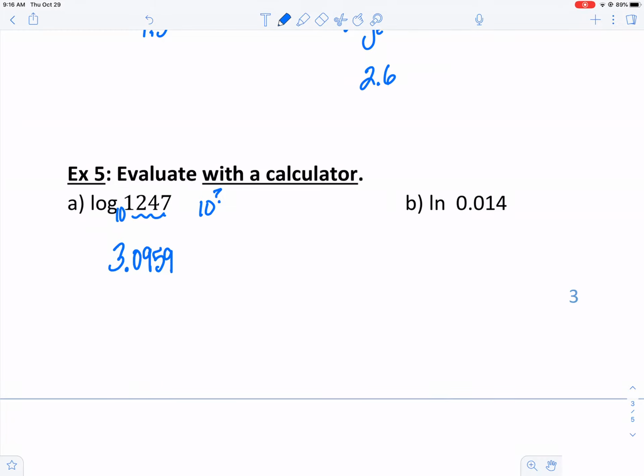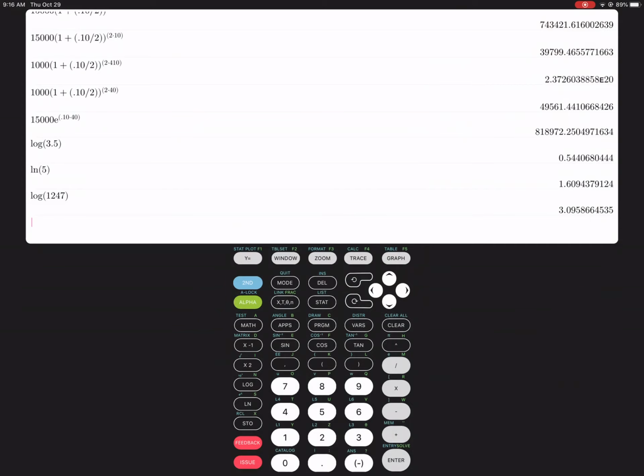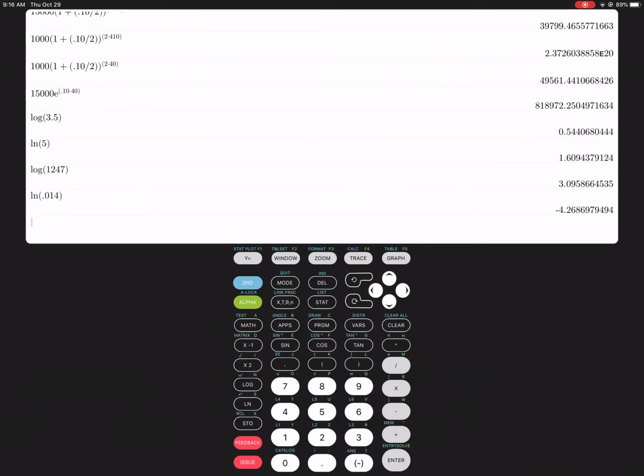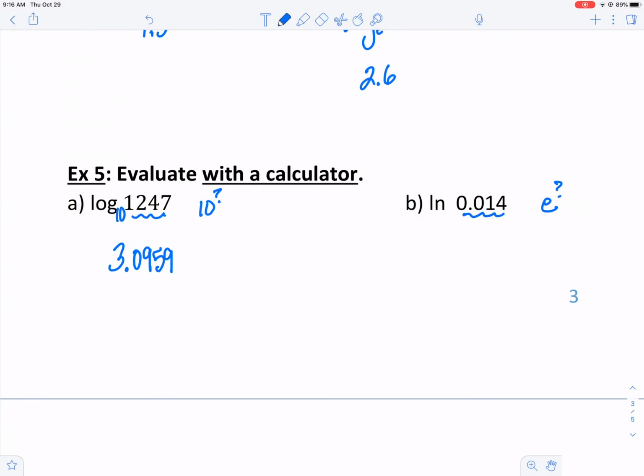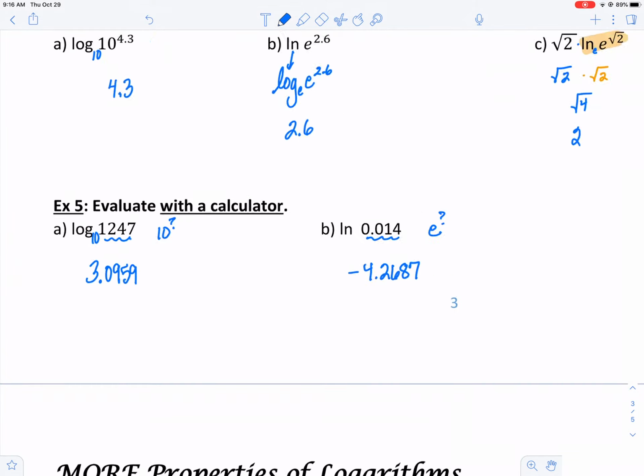Same thing with this one. I cannot write this as e to some number. Okay, so I've got to use a calculator. So the ln of 0.014, negative, so we can have a negative number, negative 2.687. Oops, negative 2.687. So those are pretty easy. You just plug them in your calculator.